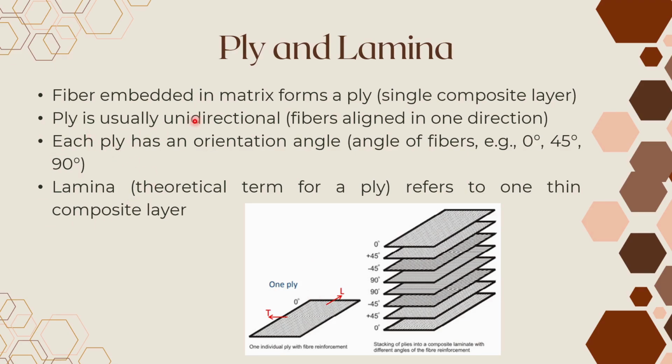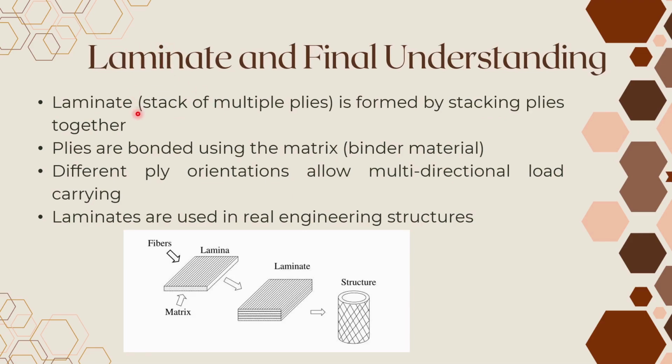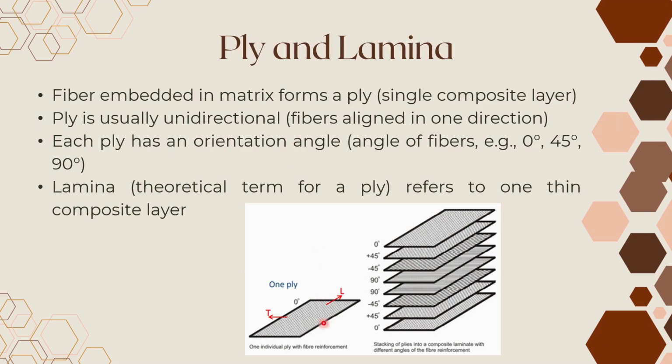A ply is usually unidirectional. When you see it is straight, the fibers are straight, so it is called unidirectional. If we put it crossed at 0 and 90 degree, then it will be called bidirectional. Again, lamina is a theoretical term for a ply, and refers to one thin composite layer. A laminate is a stack of multiple plies. This is a single ply, also called a lamina.